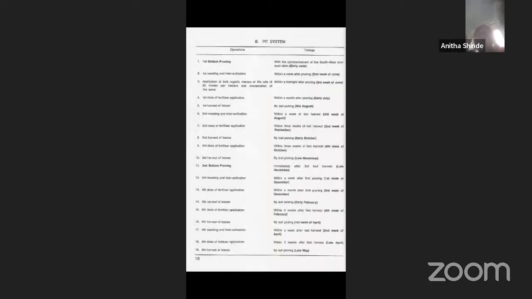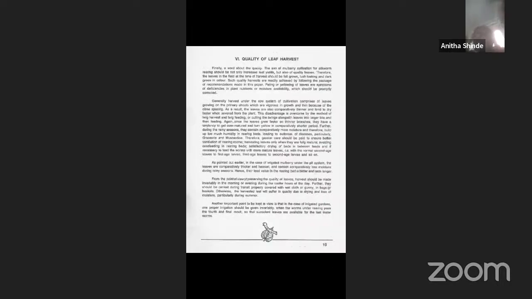The next is the summary of schedule of operations for irrigated mulberry. Just now we have seen, see here, row system. The next you have it for pit system. Then you have the quality of the leaf harvest.